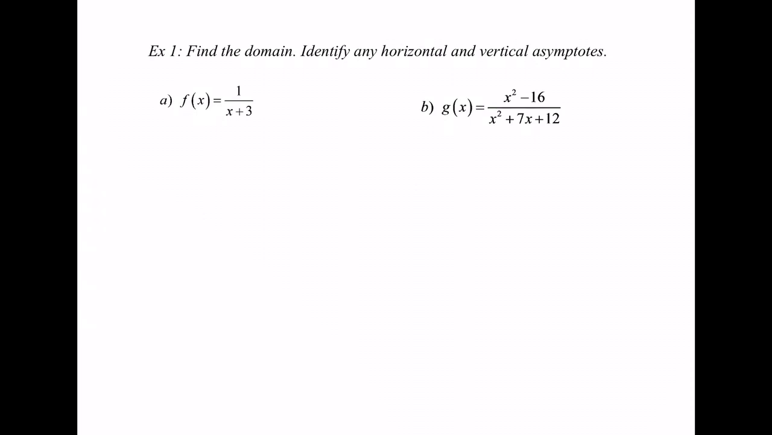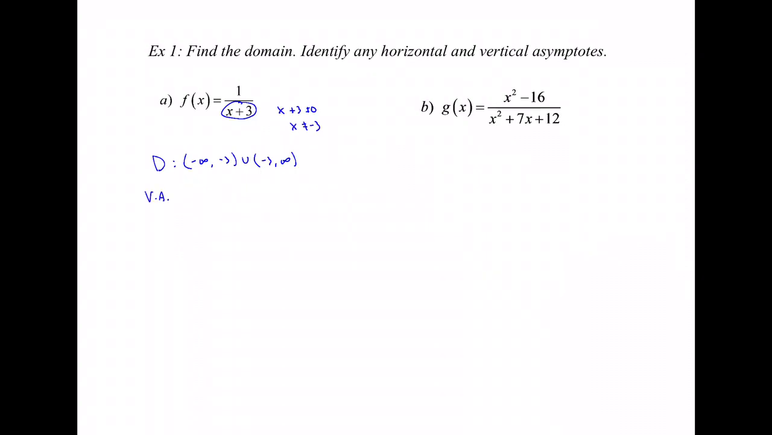So now let's take a look at a couple examples, find the domain, and identify any horizontal and vertical asymptotes. So the domain, well, the denominator cannot equal 0. So x plus 3 cannot equal 0. If we solve that, we find out that x cannot be negative 3. So your domain is all values excluding negative 3. So we'll write that in interval notation.